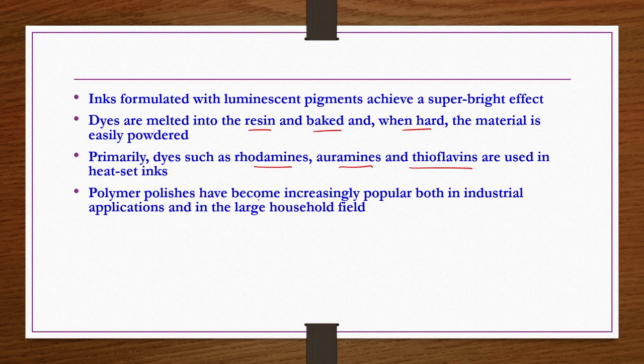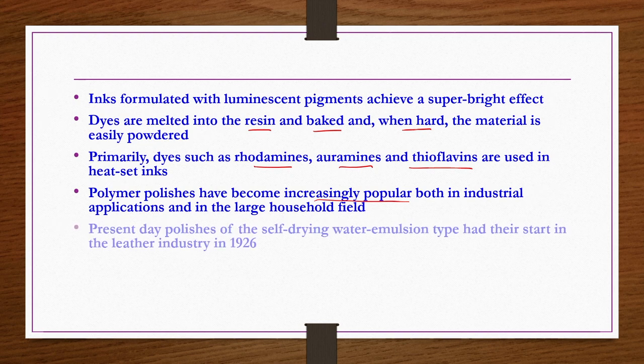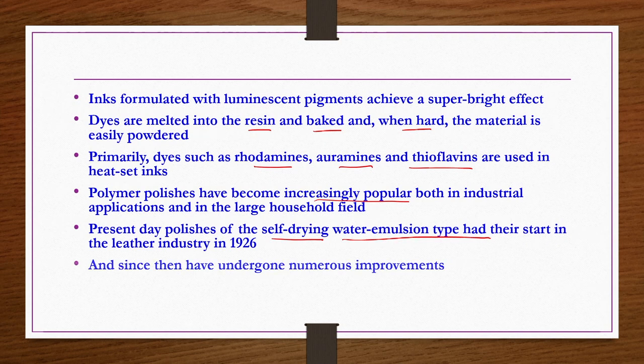Polymer polishes have become increasingly popular both in industrial applications and in the large household field as well. Present day polishes of the self drying water emulsion type had their start in the leather industry in 1926 and since then have undergone numerous improvements. So that is all about the different types of surface coating industry products, their constituents, manufacturing, properties, applications, etc.